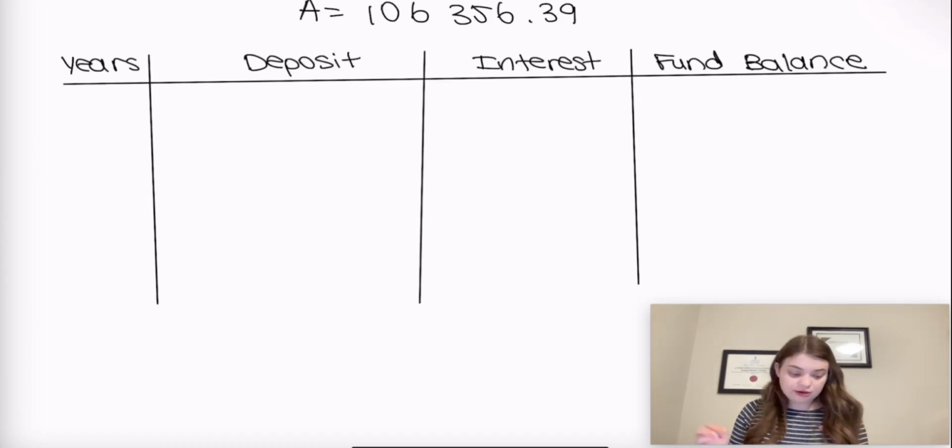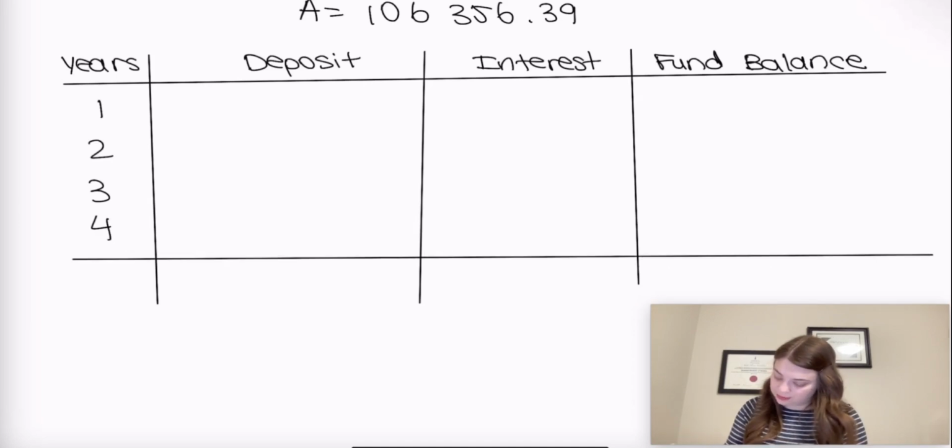Okay, so years, I'm going to write 1, 2, 3, 4 because there's 4 years. Year 1, year 2, year 3, and year 4. Draw a nice line at the bottom too, I suppose. Okay, and then the deposit, interest, and fund balance.